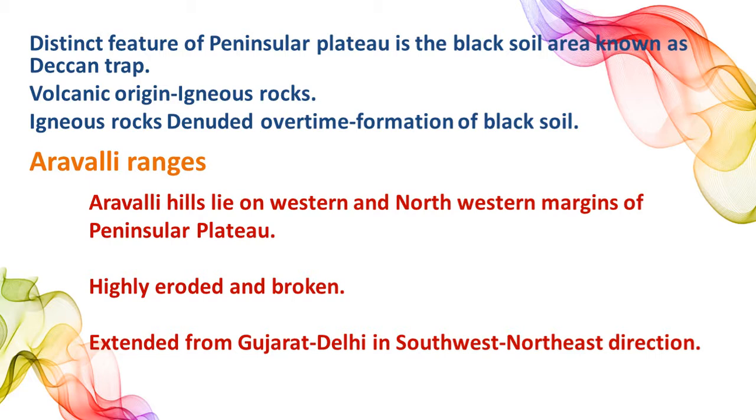Now another important hills in the Peninsular Plateau is Aravalli Ranges. Aravalli Ranges are the oldest fold mountains in India. They lie on the western and northwestern margins of the Peninsular Plateau. They are highly eroded and are found as broken hills because they are the oldest fold mountains. Over time they were eroded and now they are available in the broken state. That's why they are called broken hills also. They extend from Gujarat to Delhi, which means from southwest direction to northeast direction.